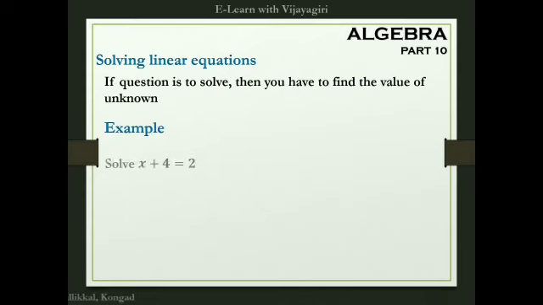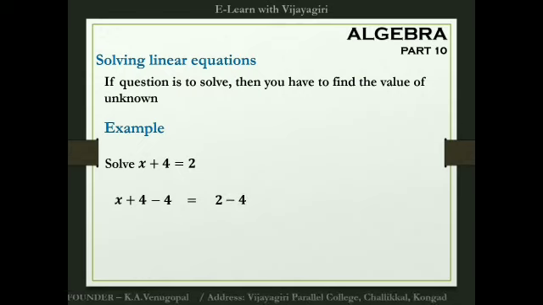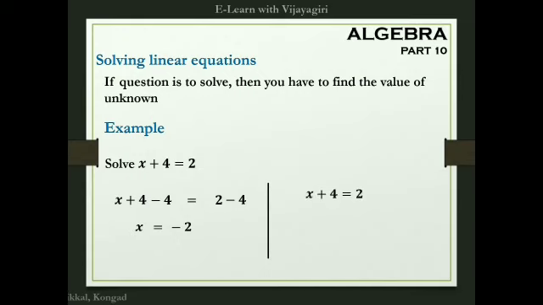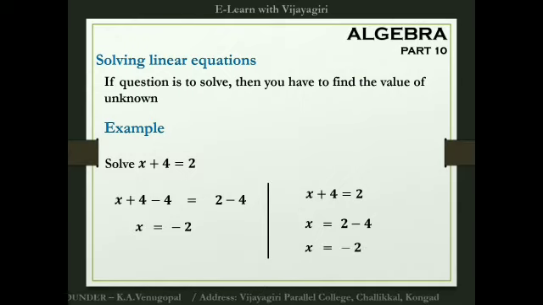Let's check some examples. Solve x + 4 = 2. Here x is the unknown, and 4 is added to x, so subtract 4 from both sides. 4 minus 4 becomes 0, so x will be equal to 2 minus 4, which is minus 2. So the value of x is minus 2. This is one way to solve. Let's check another way. x + 4 = 2 and we can take plus 4 to the other side, it becomes minus 4. So x will be equal to minus 2. You can use any way to solve, but in this video I am following the second way.